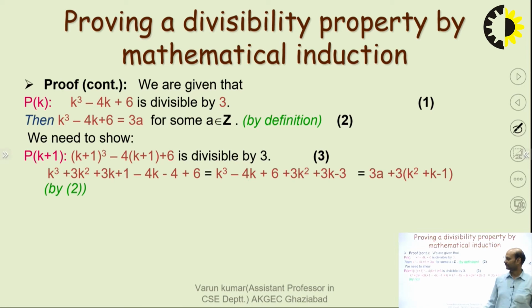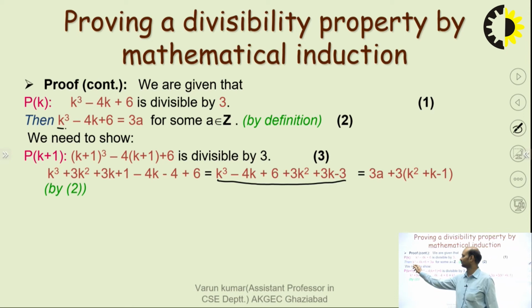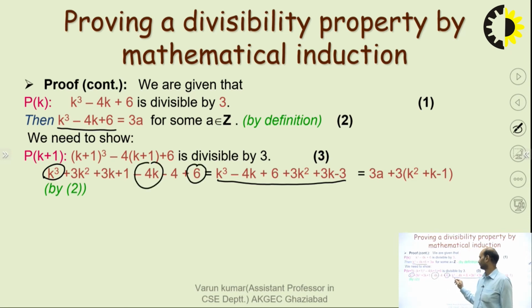We expand this particular formula, that is k to the power 3 plus 3k square plus 3k plus 1, and we multiply 4 into k plus 1, that is minus 4k minus 4, then plus 6, which is equivalent to this particular equation. We will get k to the power 3 minus 4k plus 6. We take the three terms which we assume to be true, k to the power 3 minus 4k and plus 6, on one side, and the remaining other terms are written here, that is 3k square plus 3k minus 3.